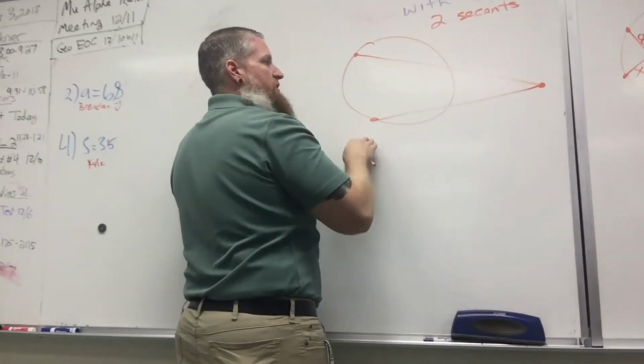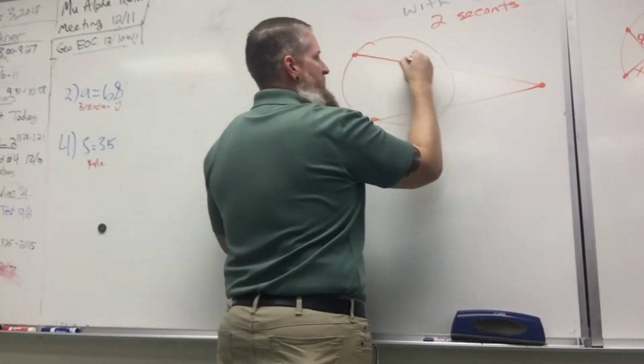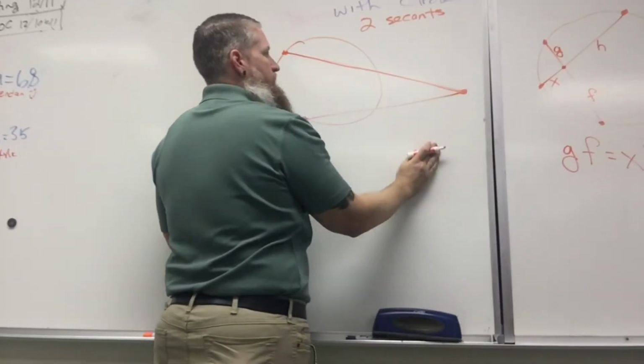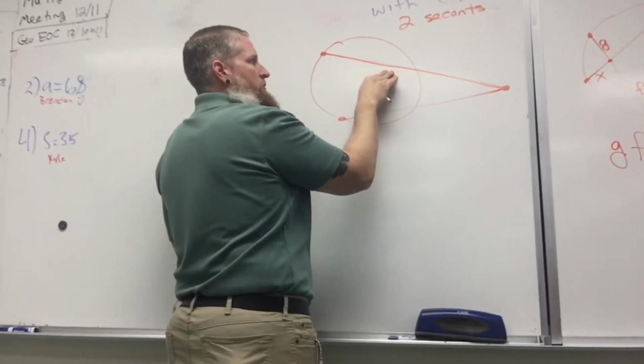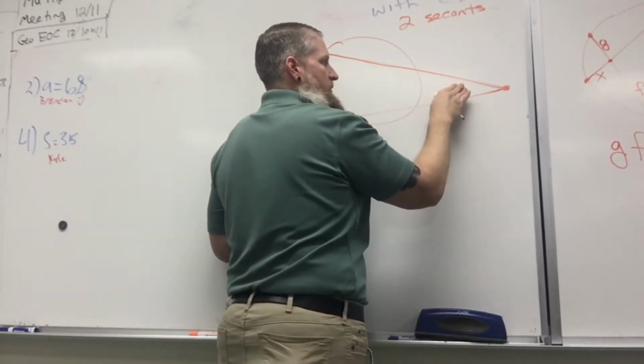Each one of these secants, if I look at this top one, can you clearly see that this part of it is inside the circle? This part's on the outside. Yeah?